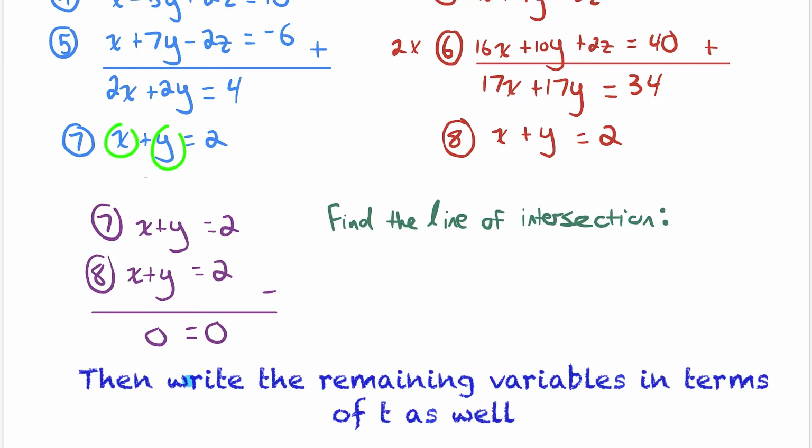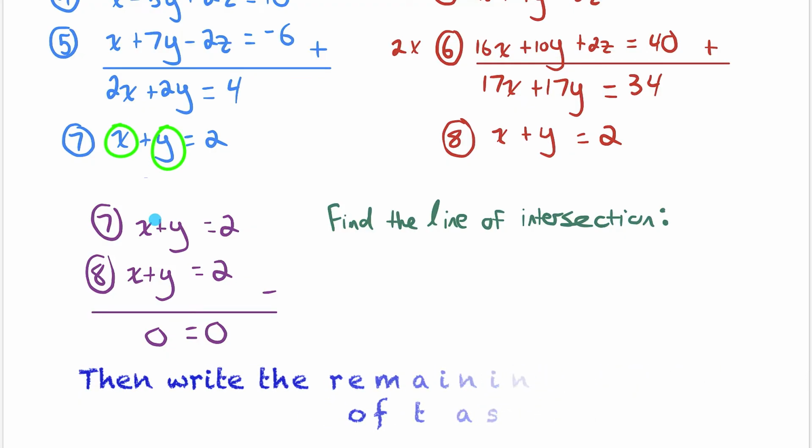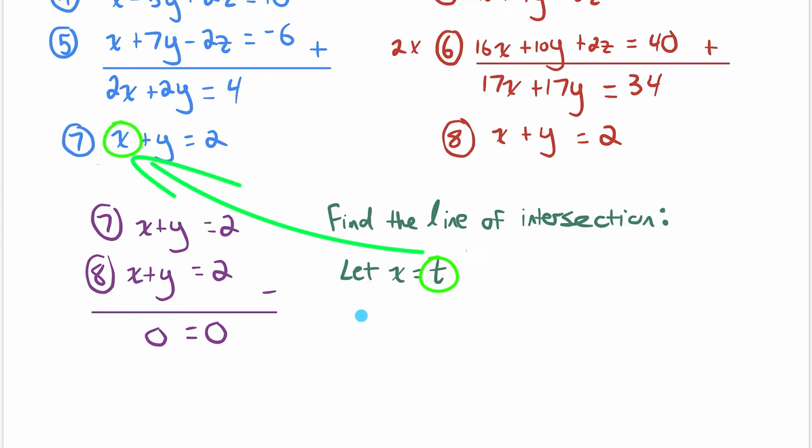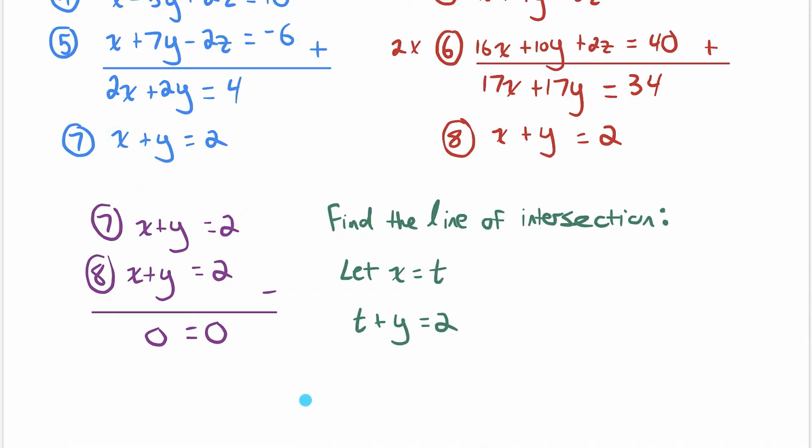So we get to pick either the x or the y, either of the remaining variables, to be equal to t. Let's say let x equal t. And now we have to try and write y and z in terms of t as well. So we can take that equation that we just had right here, x plus y equals 2, and we can replace the x with t. So it would be t plus y equals 2, and then isolating y, y would equal 2 minus t.